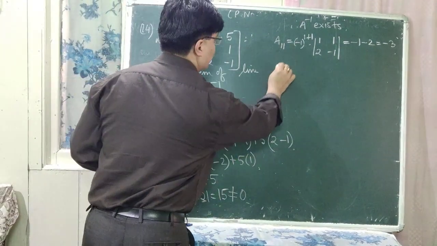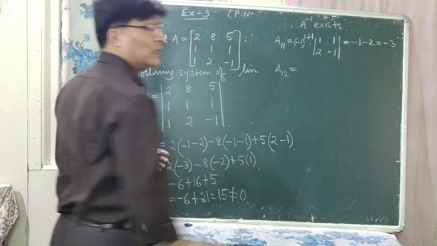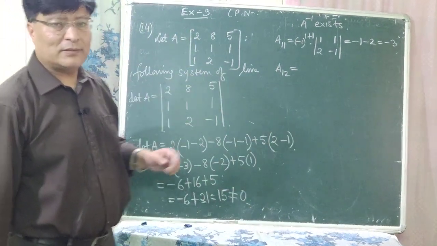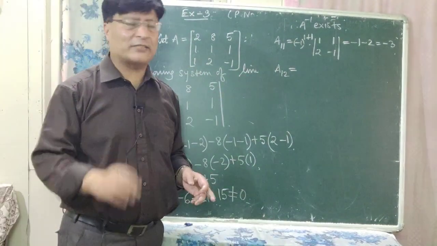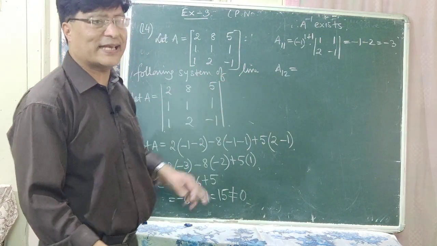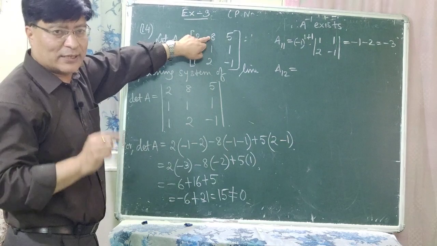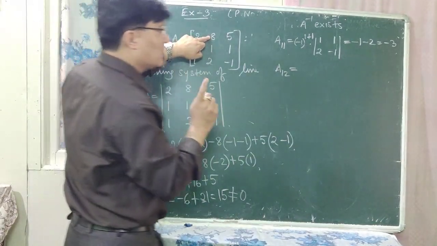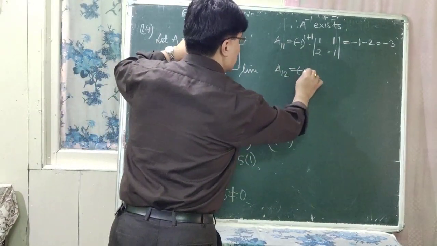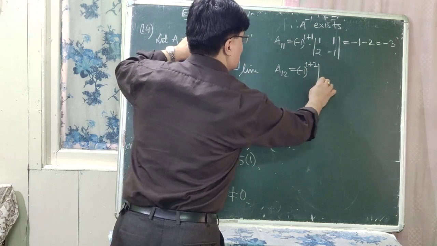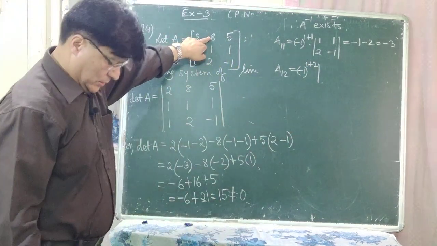Next, A12. Capital A12 is the cofactor of the element belonging to the first row and second column. That means 8. You have to get the cofactor of 8. Let us first consider the sign: (-1) to the power 1 plus 2. Right? Then next.